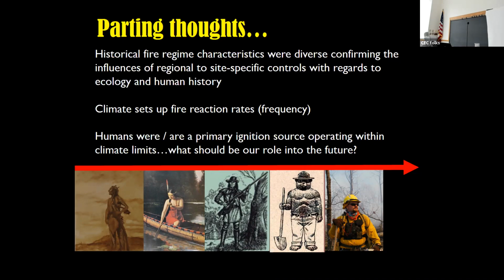And then lastly, humans were a primary ignition source. We still are a primary ignition source, right? We're not going to allow lightning to manage our fire landscapes. It's way too risky. The only way it's going to happen is if we do it, right? So it's been done in the past. We're likely charged with it to be done in the future. What should our role be? And I hope that's fodder for discussion in the panel.